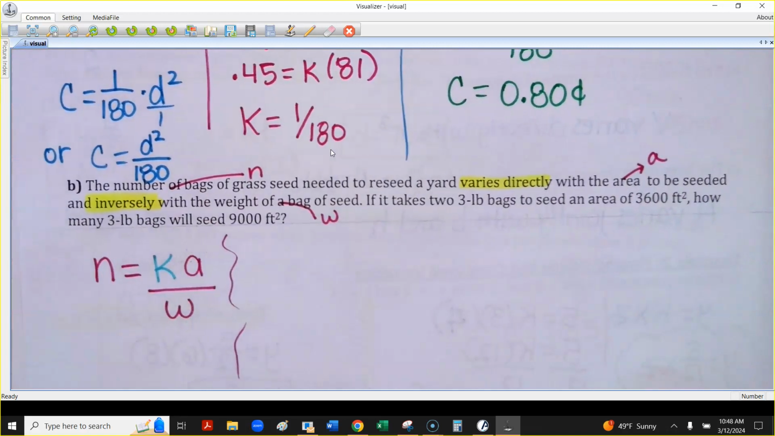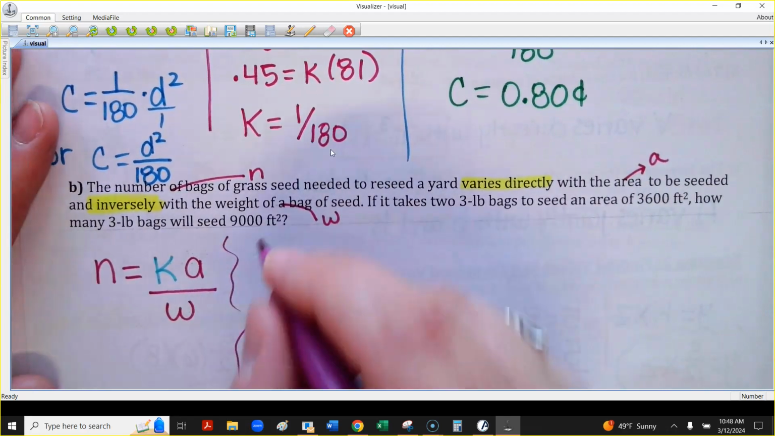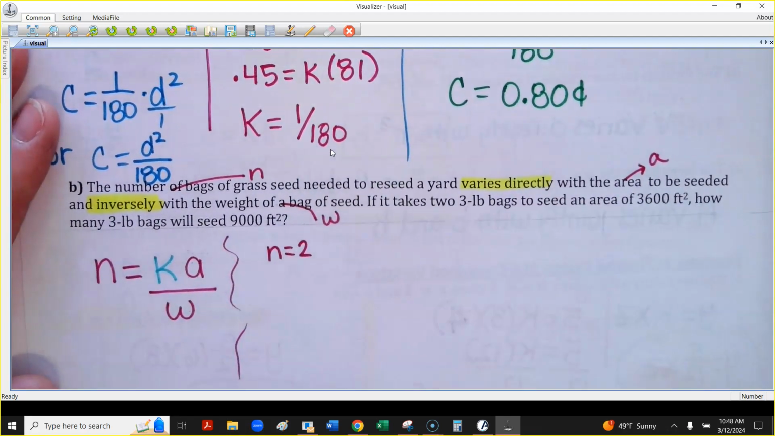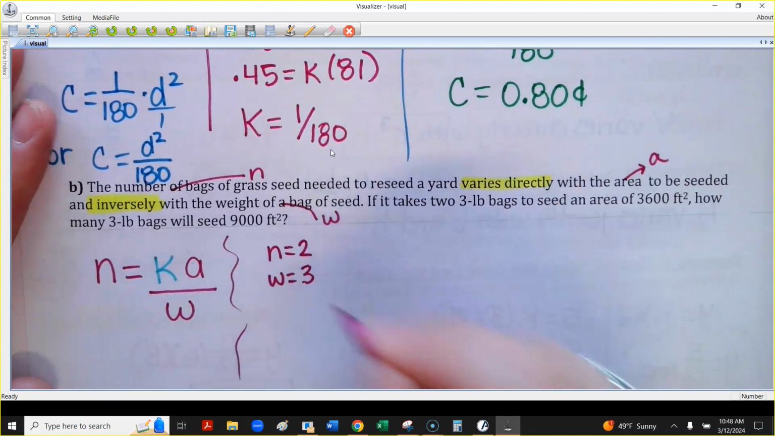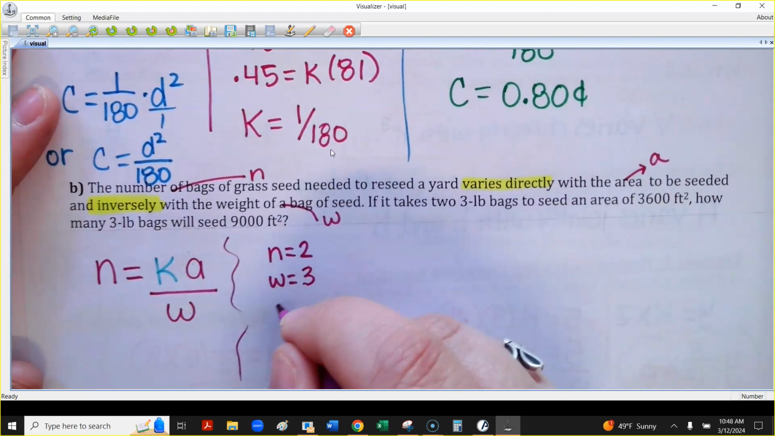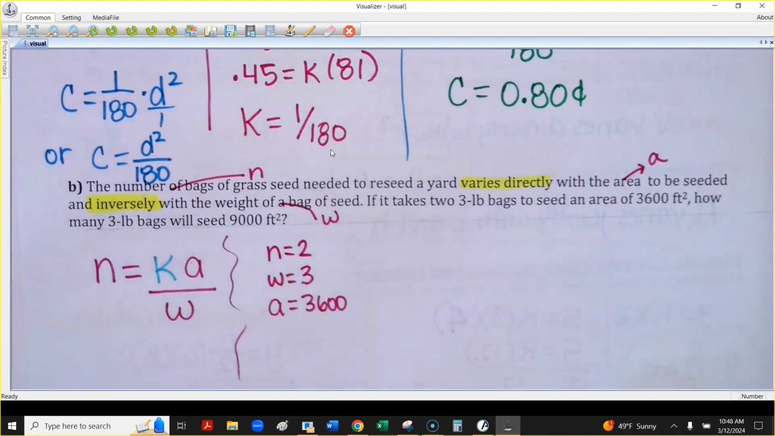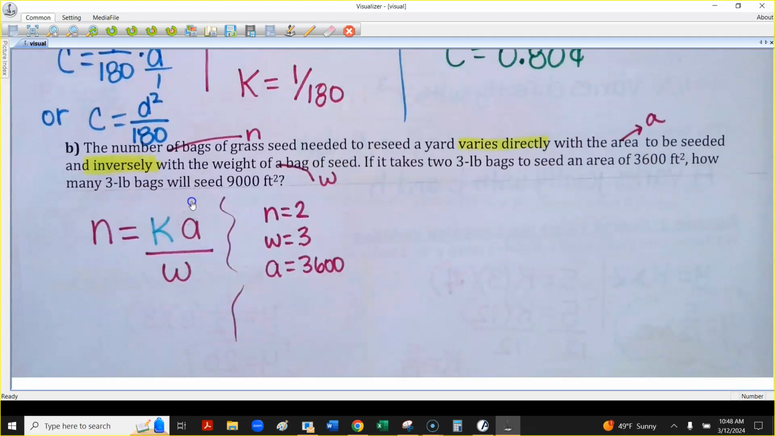Okay, now, this is a little bit weird. It says it takes 2 3-pound bags. So the number of bags would be 2. The weight of the bags, it says it takes 2 3-pound bags, so the weight is supposed to be 3 pounds there. And we're going to seed an area of 3,600 square feet. We don't have to do any conversion or anything like that there, but we're going to use that information to figure out our K value.